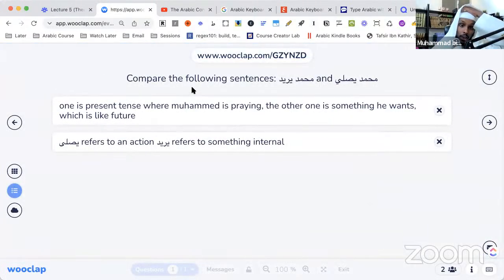One is present tense where Muhammad is praying. The other one is something he wants, which is like future. No. They're both present tense. Okay? They're both present tense. Yusalli refers to an action. Yurid refers to something internal. No.